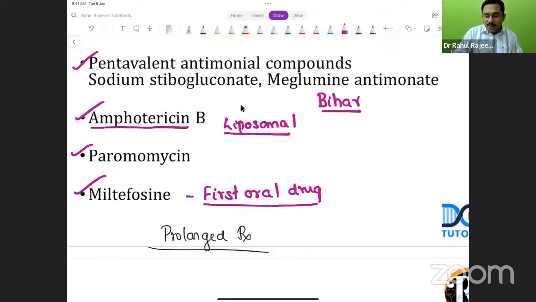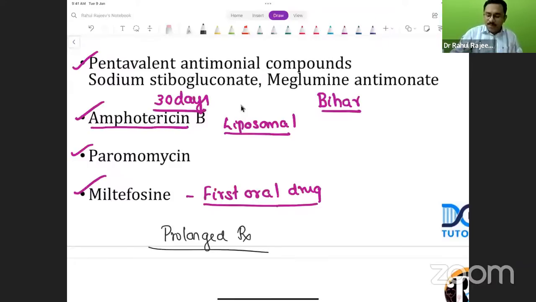Once again, in case of visceral leishmaniasis, there is a slight difference with the cutaneous and mucosal. But this is just for your knowledge. They are not going to ask you anything regarding the diagnosis. But as a clinician, you should know that in visceral leishmaniasis, amphotericin B is given every alternate day, 15 infusions for 30 days, which means today you give the infusion, tomorrow you will not. So 15 infusions are given.